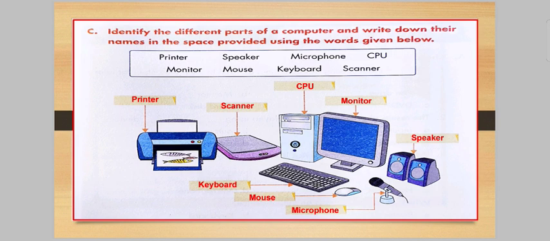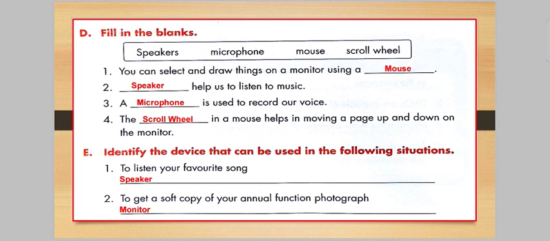Next is fill in the blanks. First is you can select and draw things on a monitor by using a mouse. First fill in the blank is mouse. Next is dash helps us to listen to music. Speaker helps us to listen to music. Next is a microphone is used to record our voice. Number 3 is microphone, and number 4 is scroll wheel. The scroll wheel in a mouse helps in moving a page up and down on the monitor.